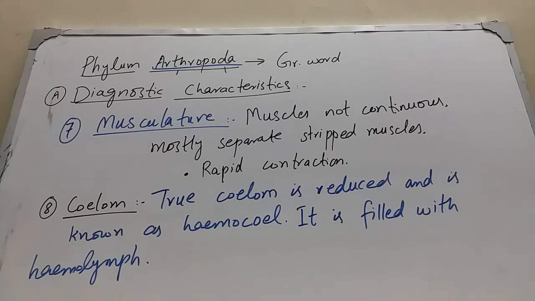And next is about the coelom of the arthropods. Coelom means the true body cavity, and coelom is formed from the mesoderm, which is the middle layer of the body. So the true coelom in arthropods is reduced to spaces, and it contains mostly excretory organs and reproductive organs. So true coelom is reduced and it is known as hemocoel. The hemocoel is filled with a circulatory fluid which is known as hemolymph or simply lymph. So arthropods are basically the hemocoelomates.